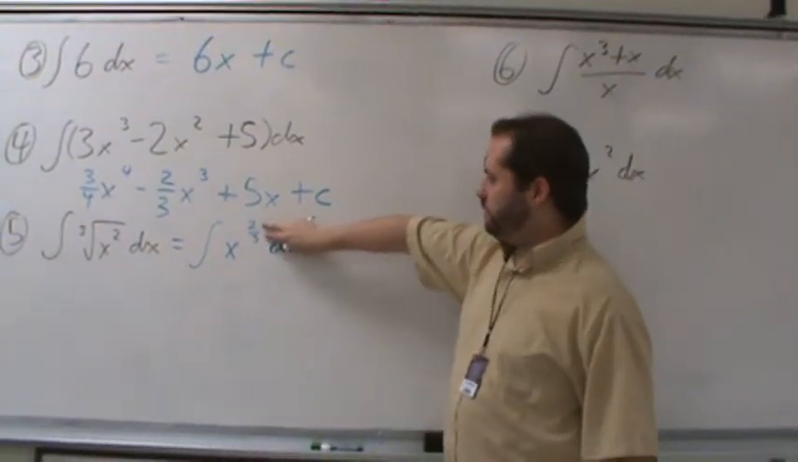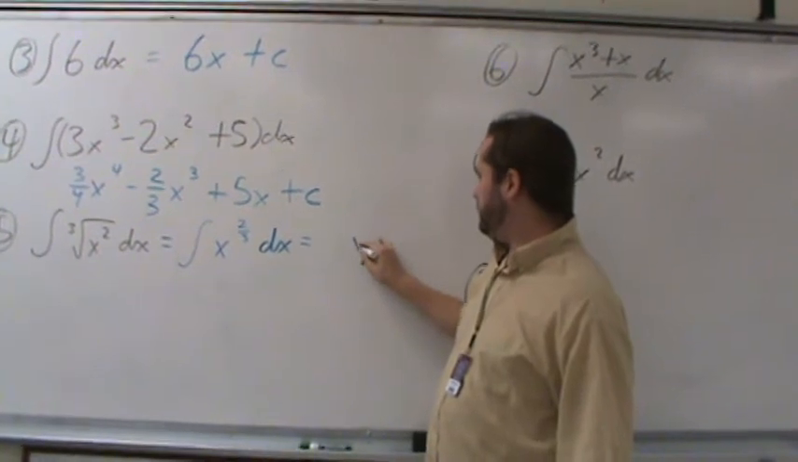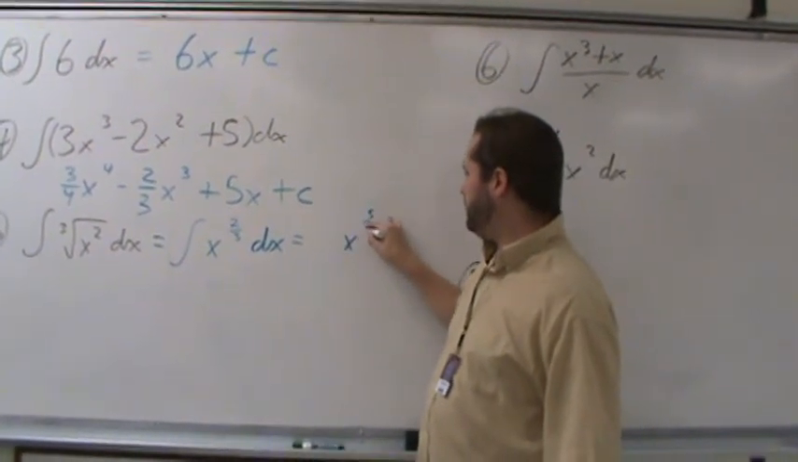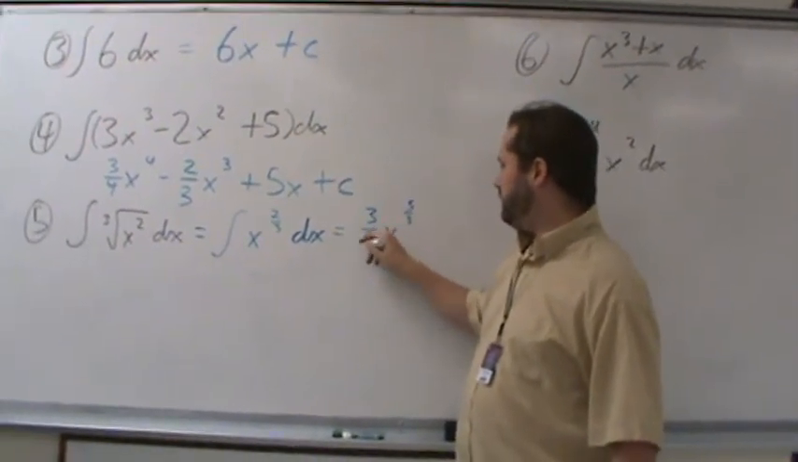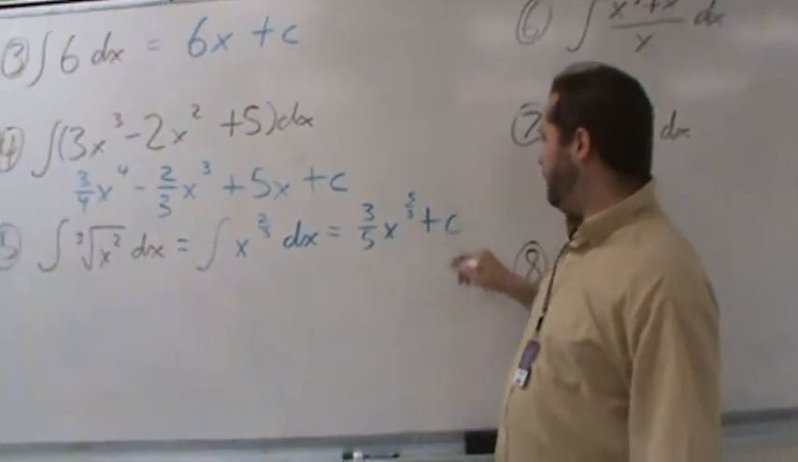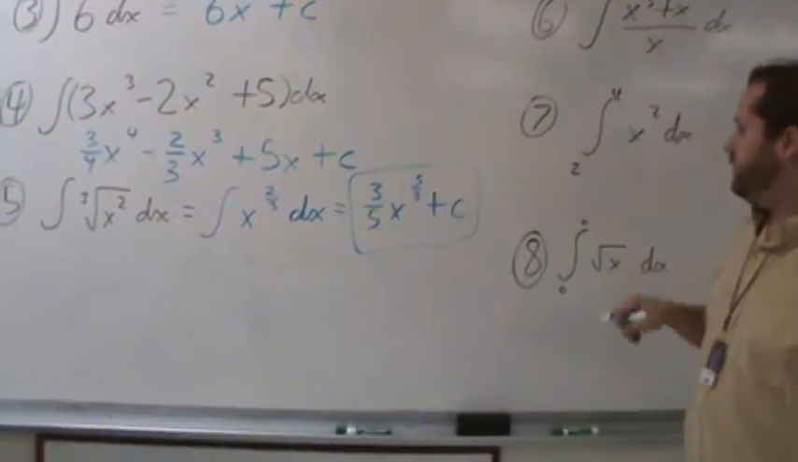1 above 2/3 is going to be 5/3. So x to the 5/3, and that's going to yield the 3/5 in front. And again, indefinite means we have to have plus c on that one.